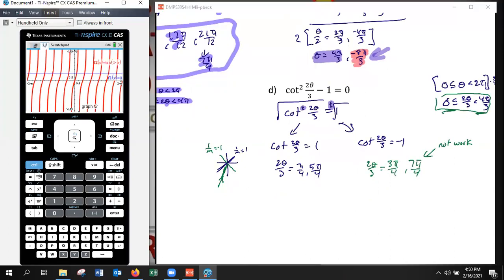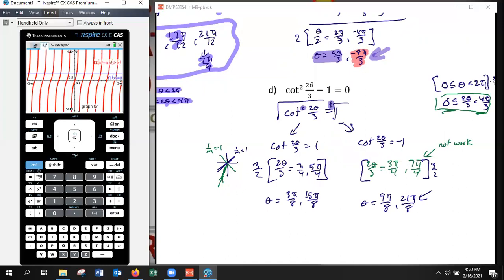So let's solve the first two. If I multiply both sides of the equation now by 3/2, I will get θ equals 3pi/8 and 15pi/8. Over here, if I multiply both sides by 3/2, I will get θ equals 9pi/8 and 21pi/8. So why doesn't this work?